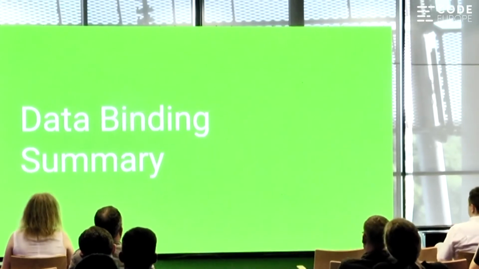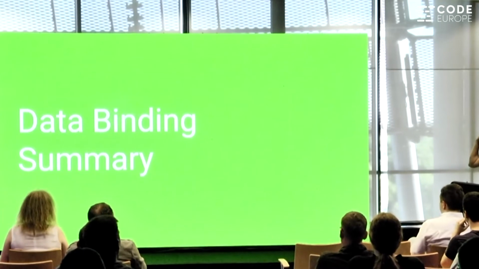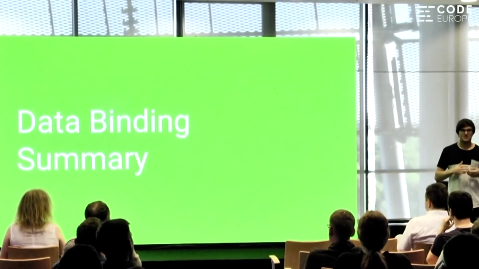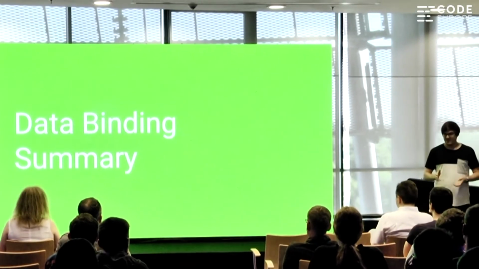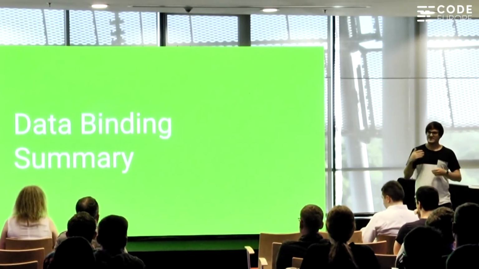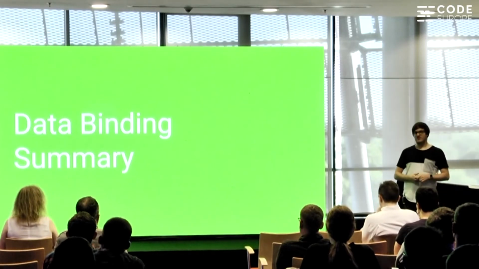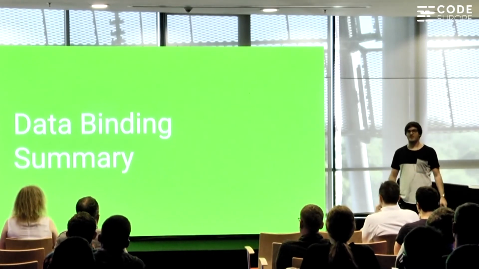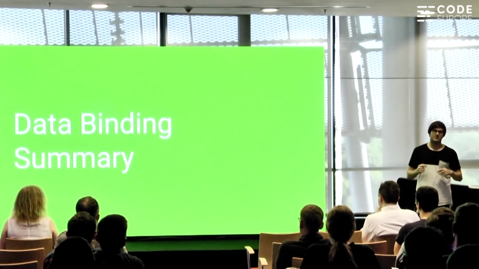So this was the introduction to data binding. A short summary. Declare the variables in your layouts and use them to bind to the attributes of your views. Then create the binding in code and set the variables on the binding. Finally, make sure that all your variables implement the observable interface, so data changes are automatically synchronized.